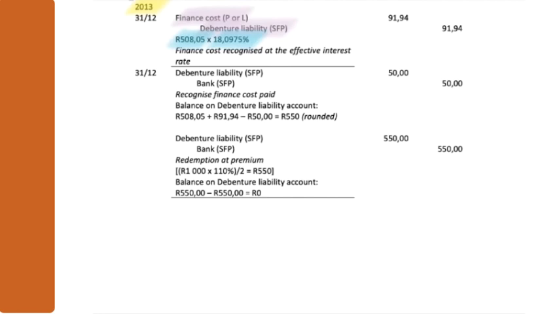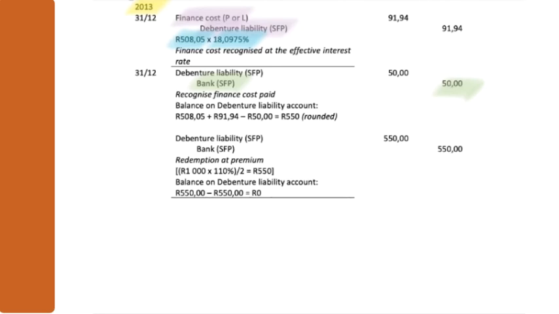So that is the next journal entry. It is the payment of the interest at the end of 2013. How do we calculate the cash flow, the payment, the bank amount? Nominal value times nominal rate.